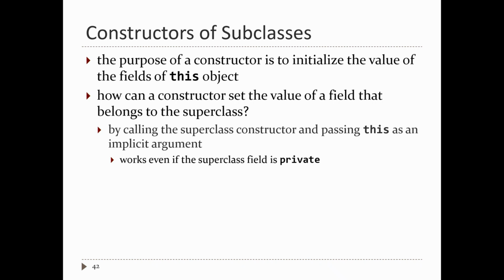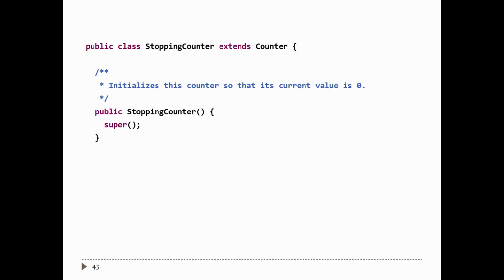So how do you call the superclass constructor from the subclass constructor? Use the keyword super. And then you put in the round brackets. And if the constructor has any parameters, you pass in the arguments to the constructor. Here I want to call the no argument Counter constructor, so it's just super(). That calls the superclass constructor, which sets the counter's value to 0.